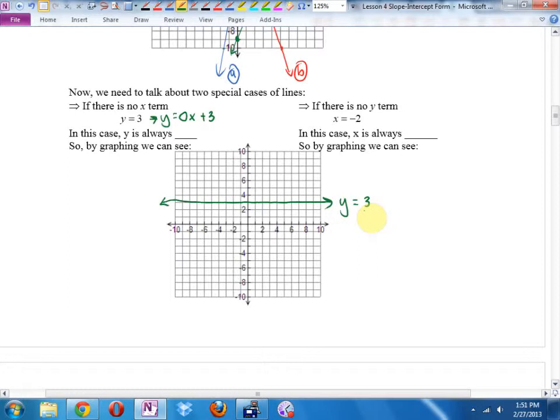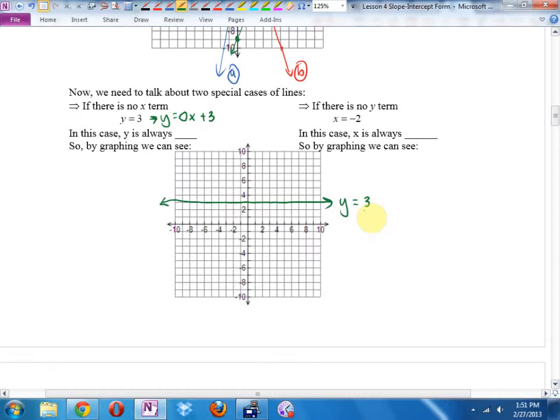Now, this bugs people because since they see a letter y, they really want y equals 3 to be vertical because the y-axis is vertical. And so they say, well, the y-axis is vertical, then why isn't y equals 3 vertical? But hopefully I've just convinced you what that really means is you have no x, and the only way you can have no x is if the number in front of the x was 0, which means you had a slope of 0, and that's a horizontal line.